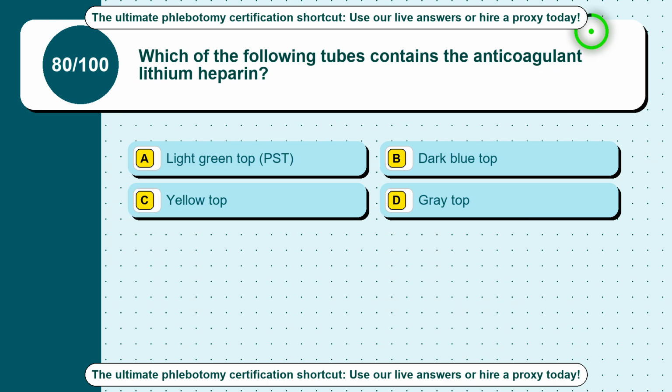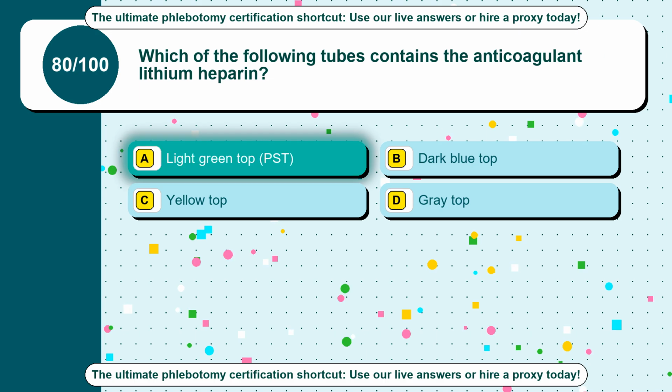Question 80. Which of the following tubes contains the anticoagulant lithium heparin? Option A, light green top, PSD. Option B, dark blue top. Option C, yellow top. Option D, grey top. The correct answer is option A, light green top, PSD.